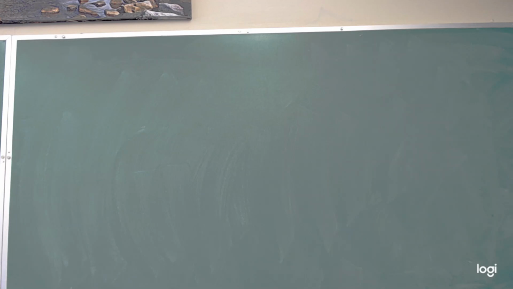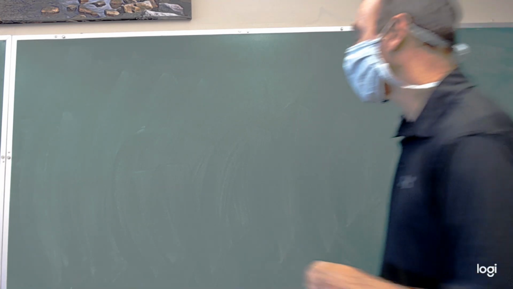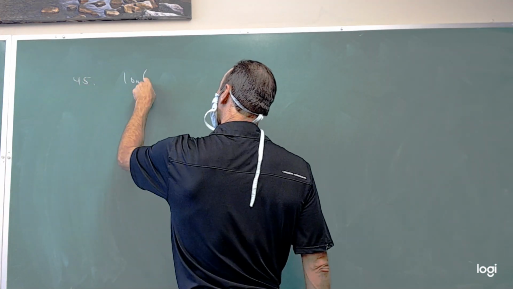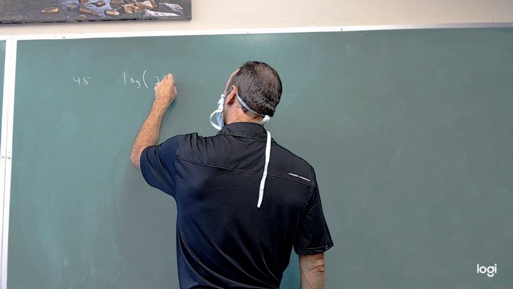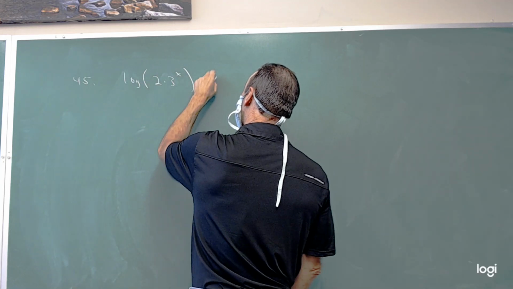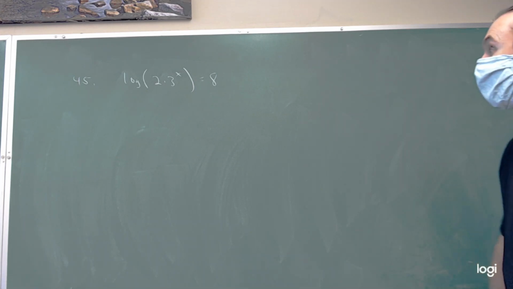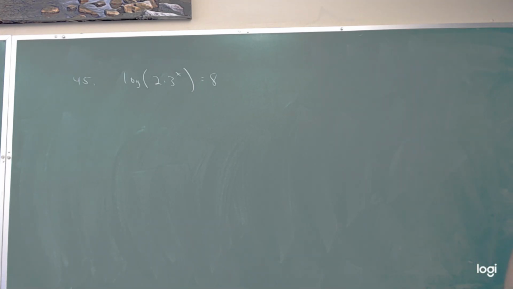Log base 3 of 3 times 2 to the x equals 8. Is that 45? Yeah. So we have log of, let's say 2 times 3 to the x equals 8 or something like that. Let me check again. 3 times 2 to the x equals 8, and they were talking about a, b, m, and n being constants, but I don't think that comes up in this problem. So we're trying to solve for x the best we can.